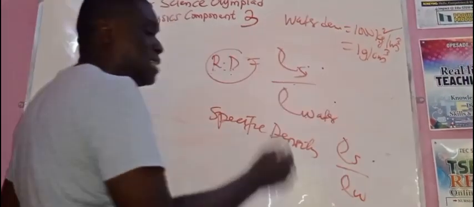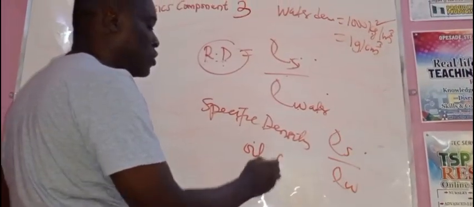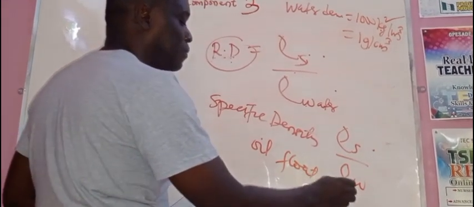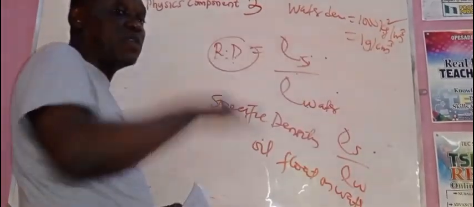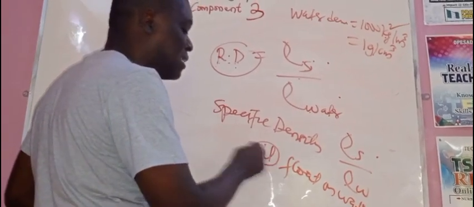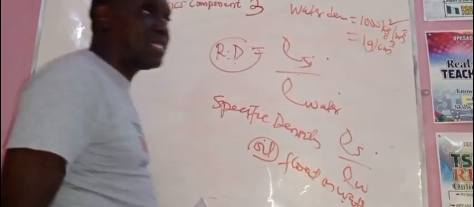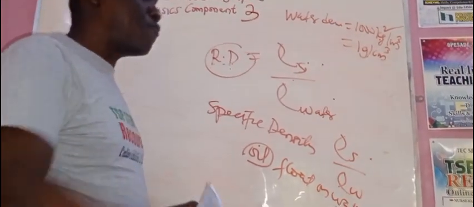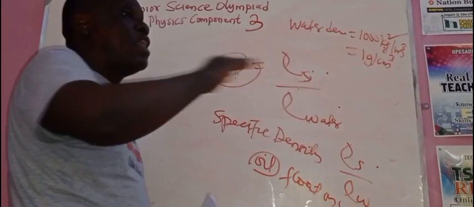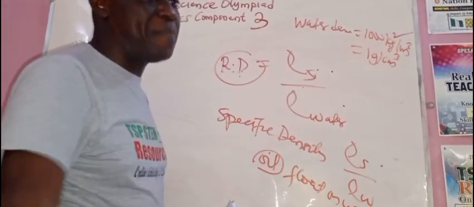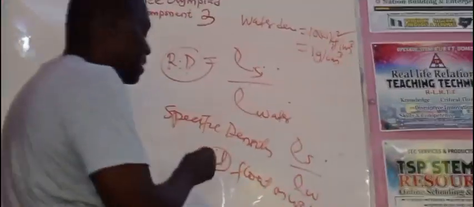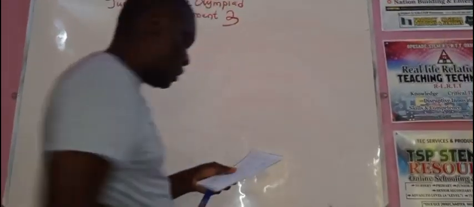Another question that will come up is: why is it that oil floats on water? Why is it that palm oil or groundnut oil floats on top of water? It's because the density of this oil is less than the density of water. Take note of that. A liquid substance, or any substance, floats on top of a substance that has a greater density than it. So the density of water is greater than the density of oil. Take note of that. You need to be smart to be an Olympiad student.